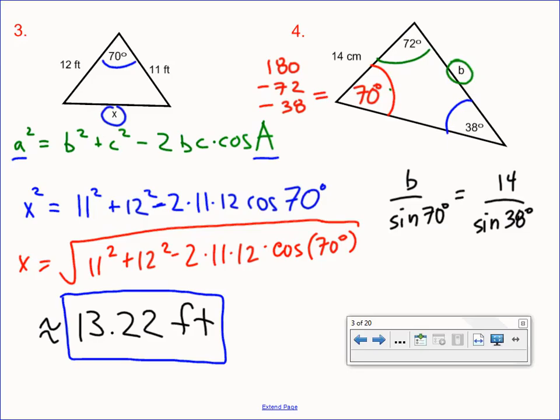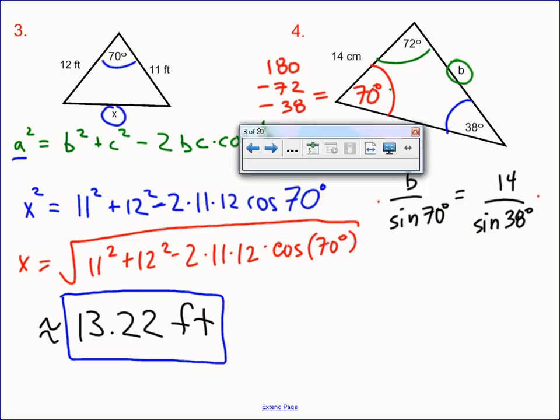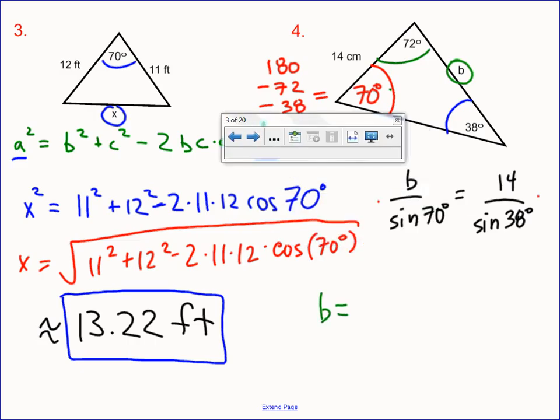I'll multiply both sides by sine of 70 degrees. That's going to get b alone in one step. So we'll times both sides by sine of 70 degrees, and we'll get b by itself. B is going to equal 14 times the sine of 70 degrees, close angle input, all over sine of 38 degrees.